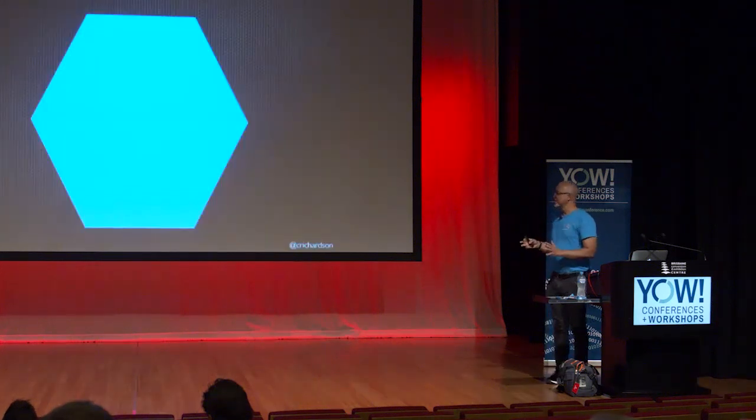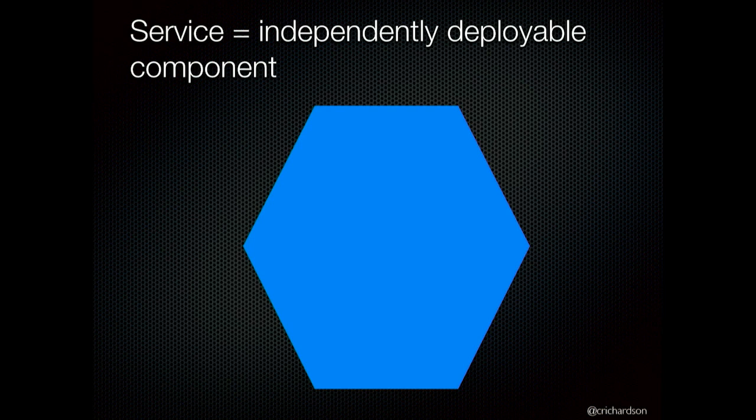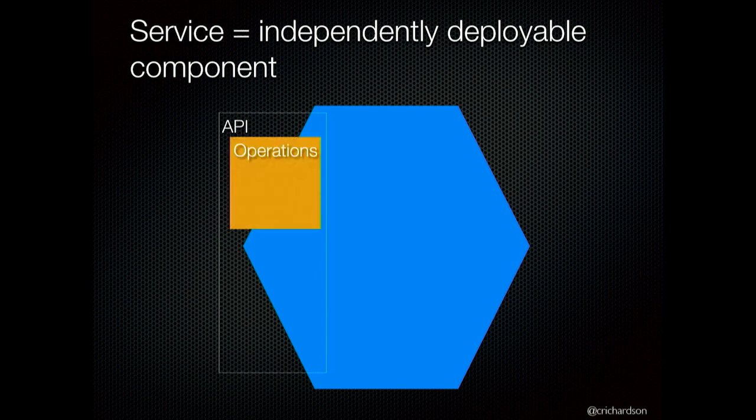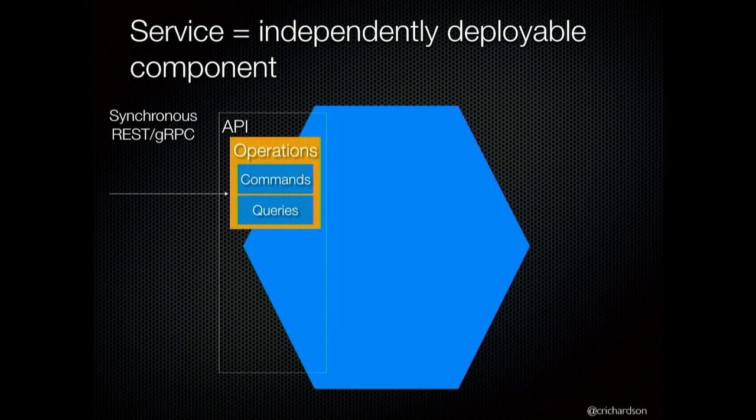An individual service, from the perspective of its clients, is defined entirely by its API. And the API of a service consists of two parts. The first part is its operations, which are things that you can invoke. And there are two types of operations. There are commands that mutate data, so create order, cancel order, revise order. There are also queries that retrieve data. And these operations can be invoked either synchronously, using something like REST or gRPC, some synchronous protocol like that.